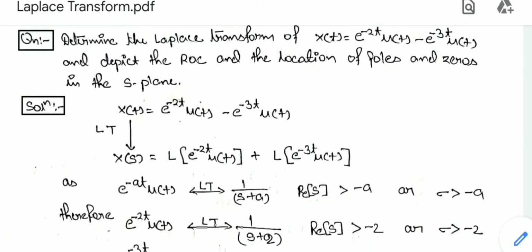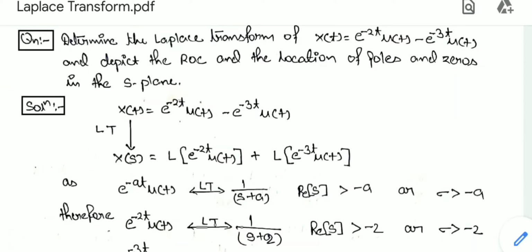In the previous lecture, we discussed the concept of Laplace transform, ROC, properties of ROC, and the Laplace transform of some basic signals. Today, we are going to discuss some problems based on the Laplace transform.